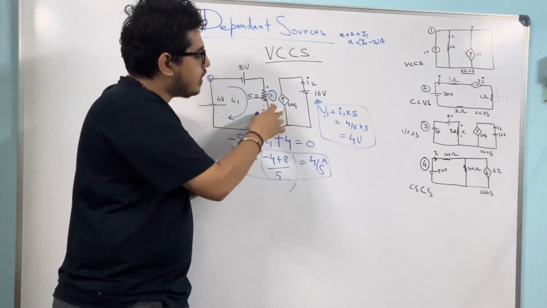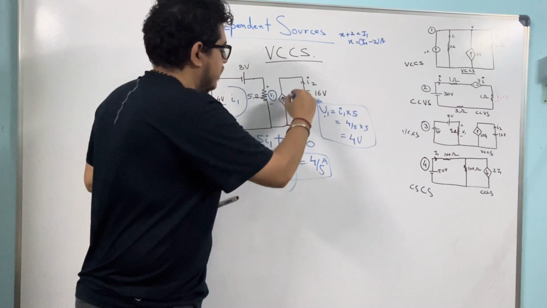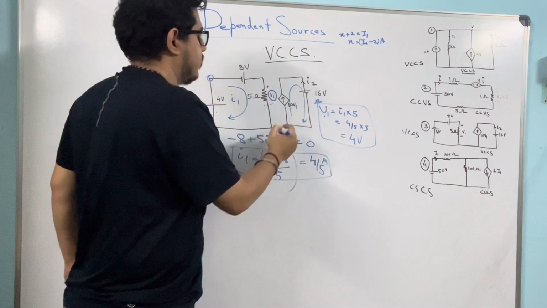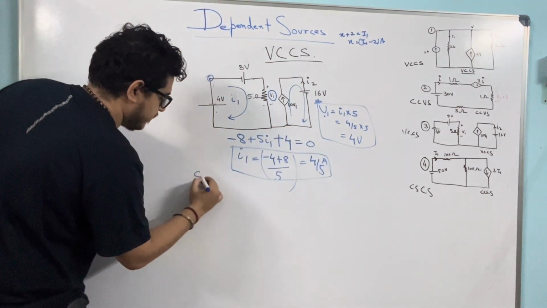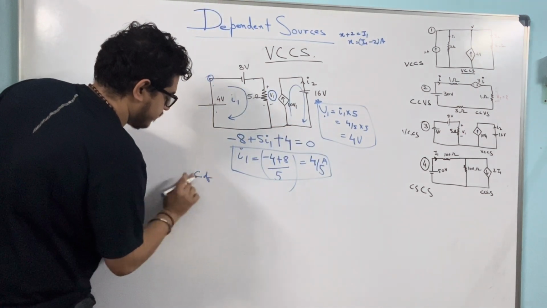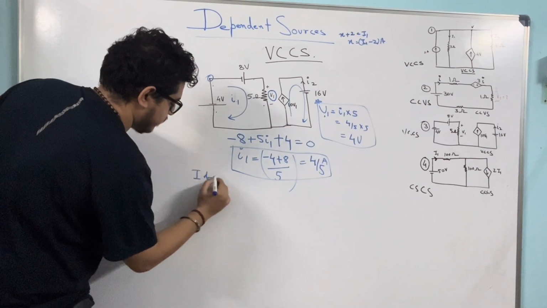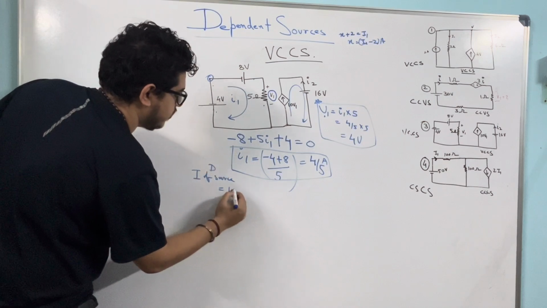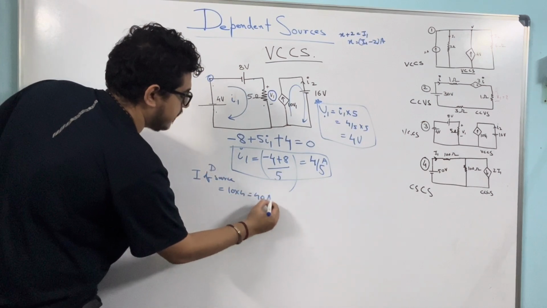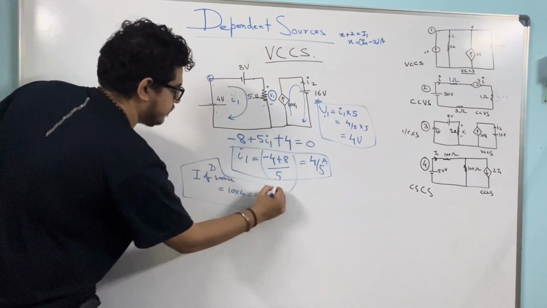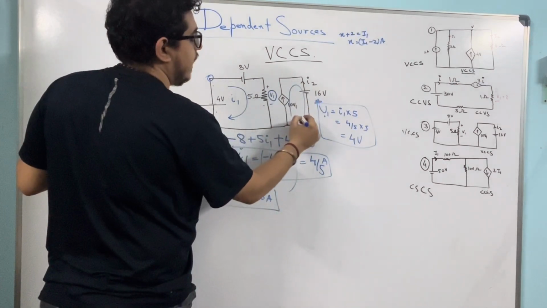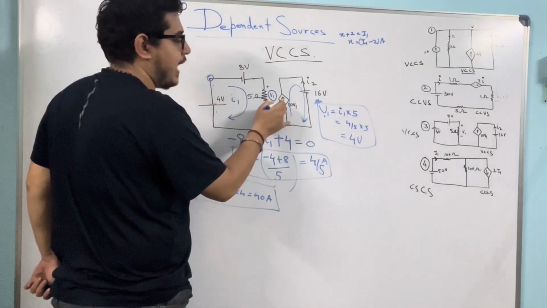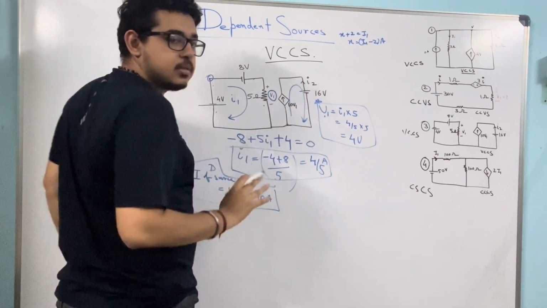So now I know how much current is flowing through this circuit. It's 10 into V1, that is 40 amperes. So the current of the dependent source is equal to 10 into 4, equal to 40 amperes. So the 40 ampere current is flowing like this, because it's already mentioned it's a current source, so it's maintaining a current in this direction. So 40 ampere is flowing.